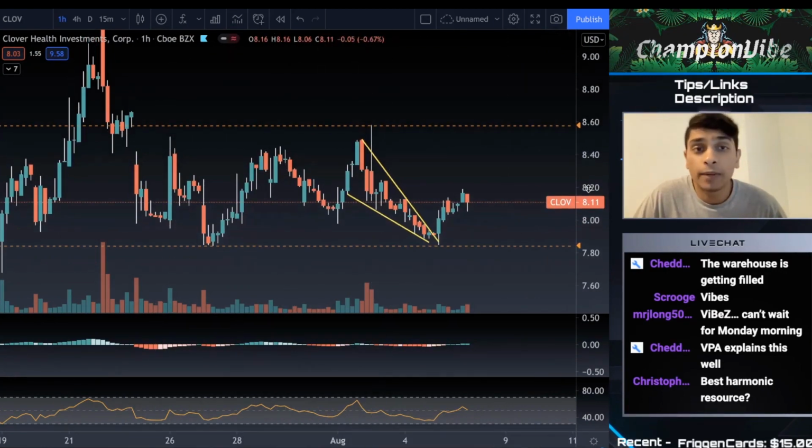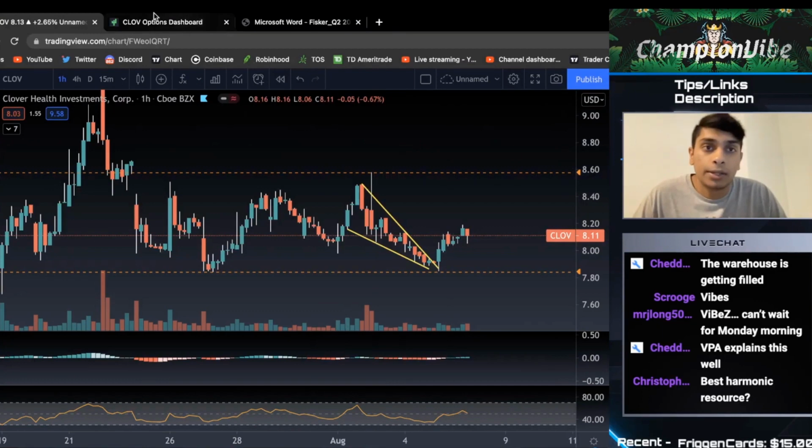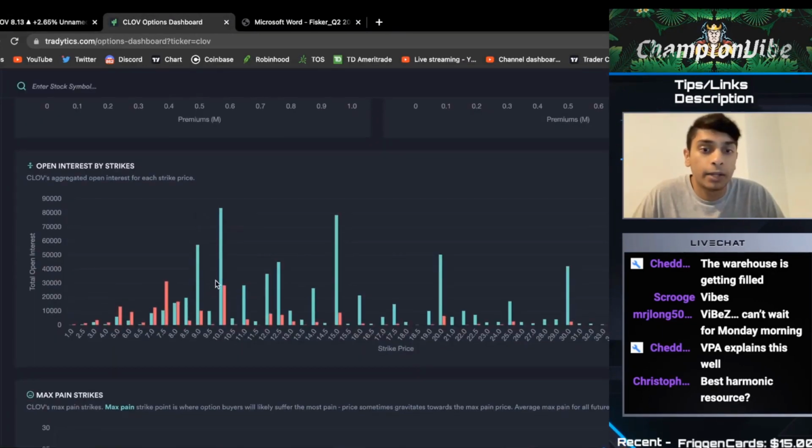If it gets above 850, look at this for Clover. Look at that 9. So open interest for the $9 strikes on Clover is 57,000. Okay, if you have 57,000 contracts become in the money, that could be pretty insane, especially if you get some nice volume alongside that on the actual stock.